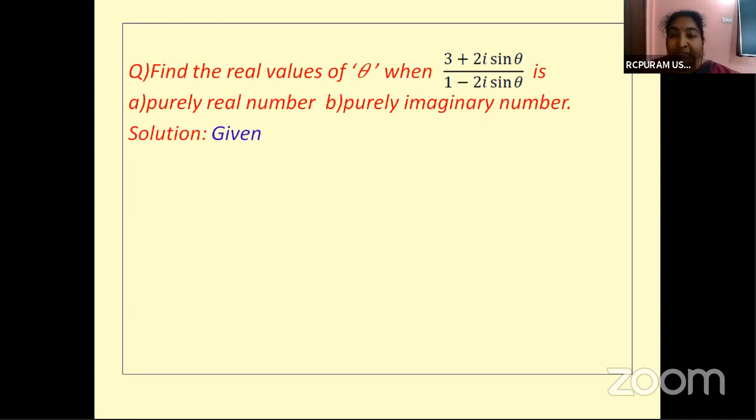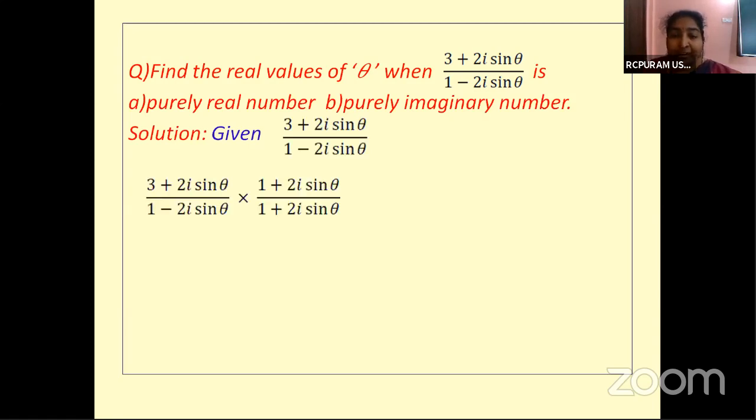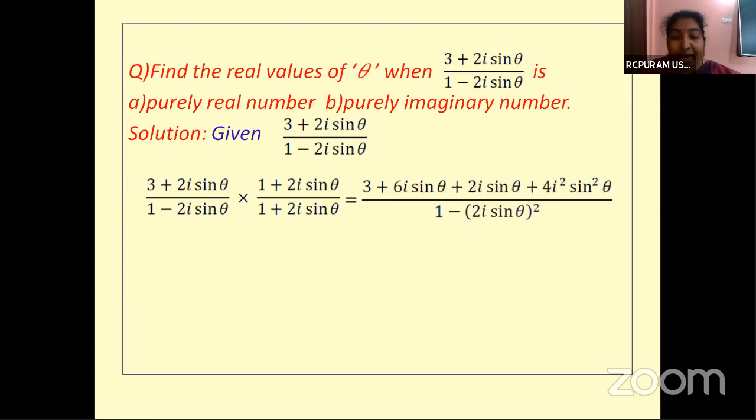So we are given (3 plus 2i sin theta) by (1 minus 2i sin theta). First, we are trying to reduce it into A plus iB form. So we are multiplying and dividing with the conjugate of the denominator, isn't it? The conjugate is 1 plus 2i sin theta. Then in the denominator, it is (A plus B)(A minus B) form. So 1 square minus (2i sin theta) whole square.